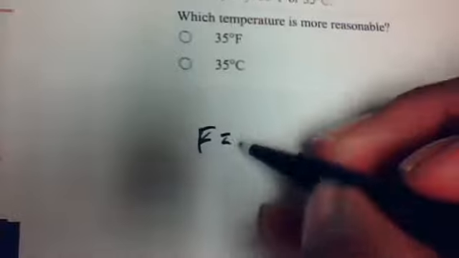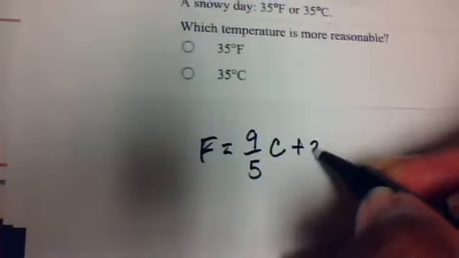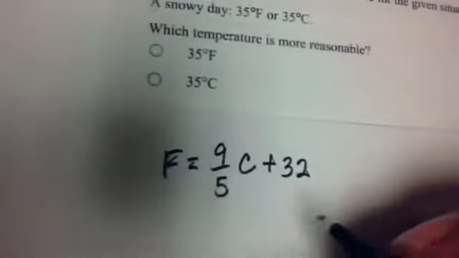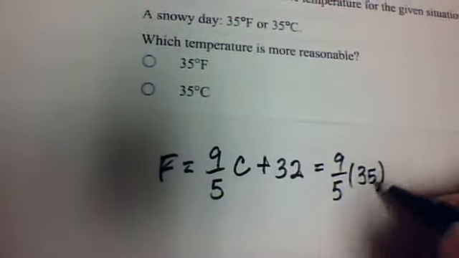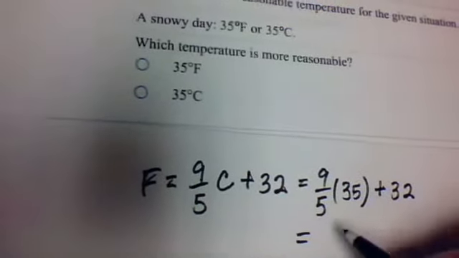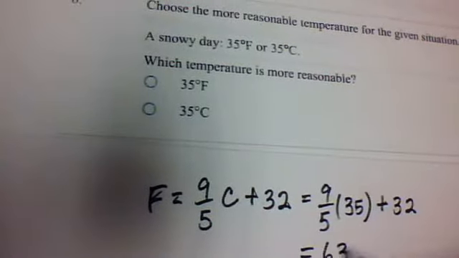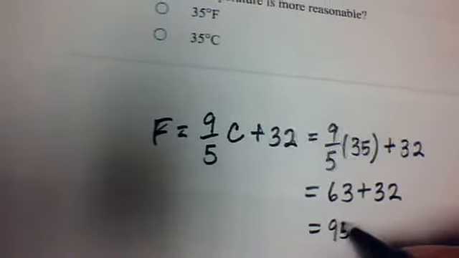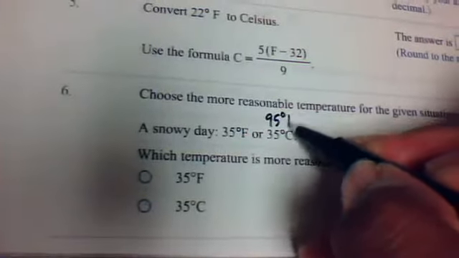Now, if I want to convert something from Celsius to Fahrenheit, I will use this formula: 9/5 times C plus 32. And here I'm using 35 degrees Celsius. I'm converting that to Fahrenheit, so it'll be 9/5 times 35 plus 32. If I simplify this, 9/5 times 35 is 63, plus 32, which gives me 95. So here, 35 degrees Celsius will be 95 degrees Fahrenheit.